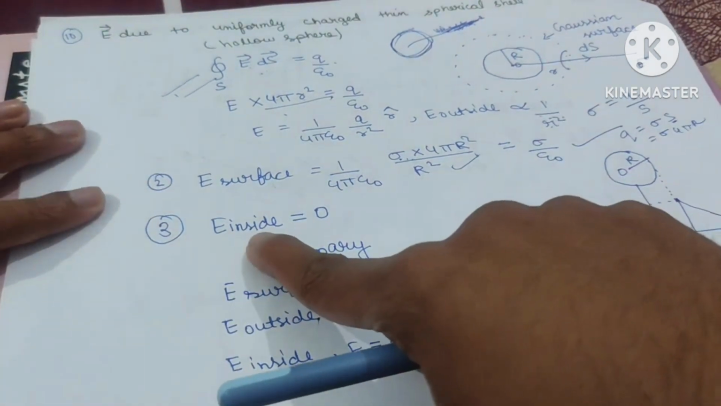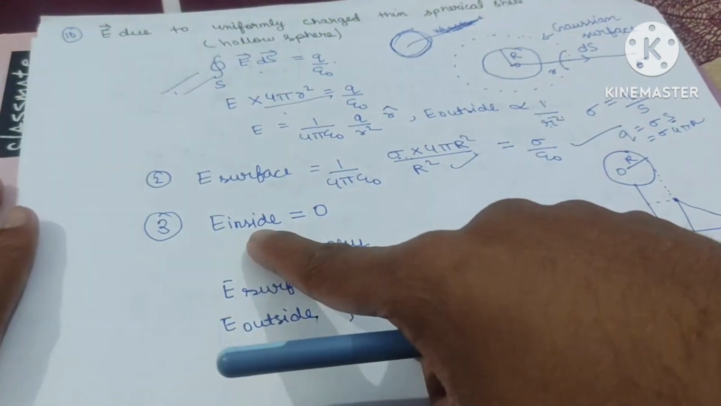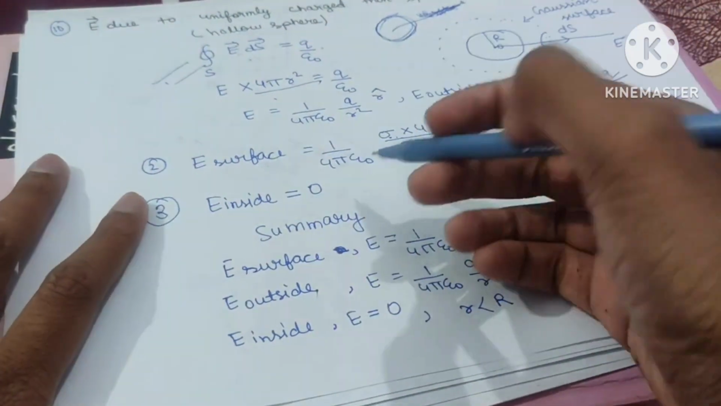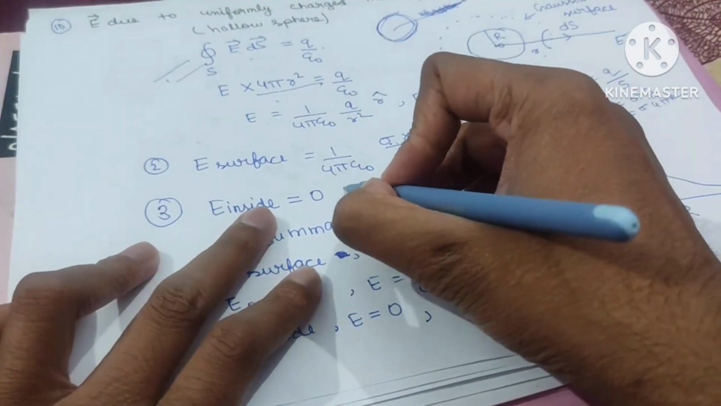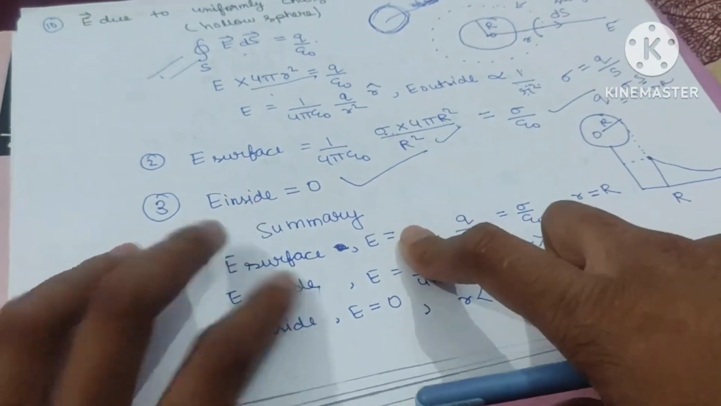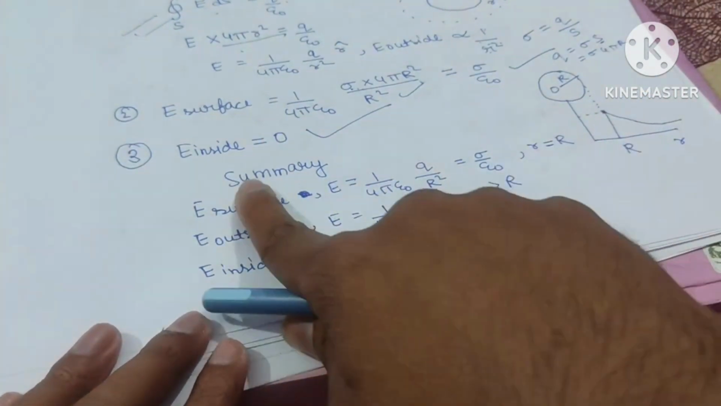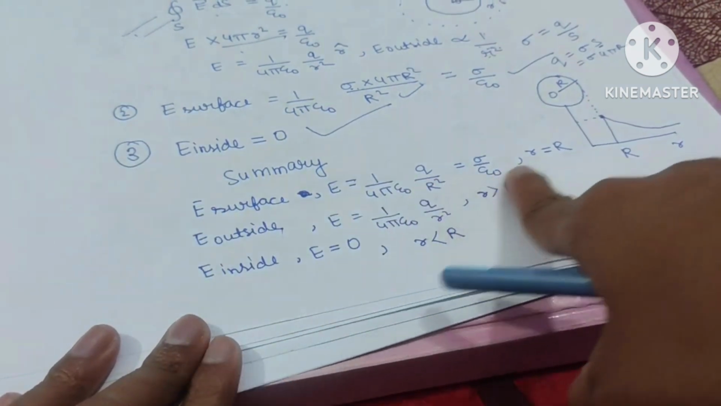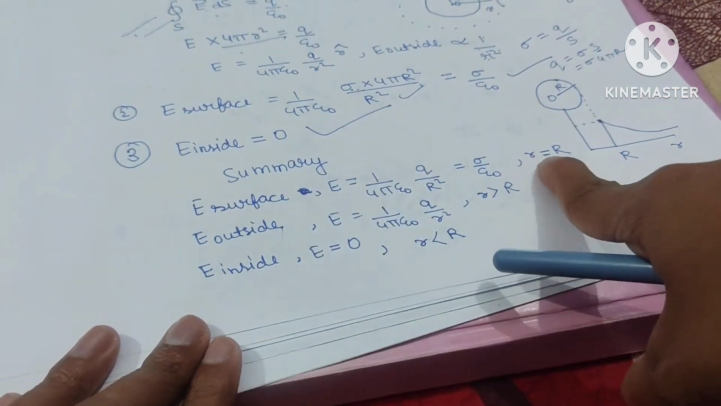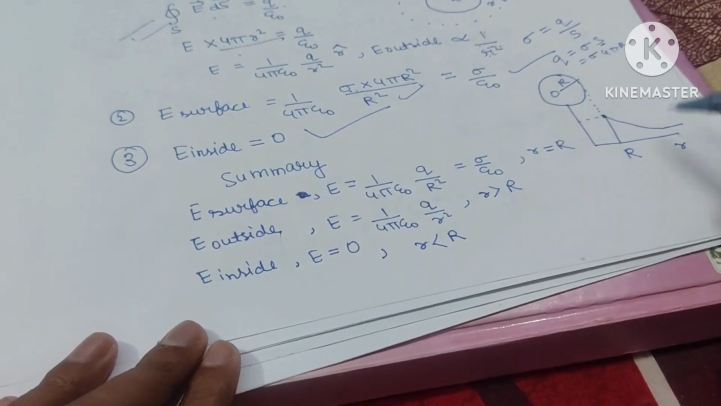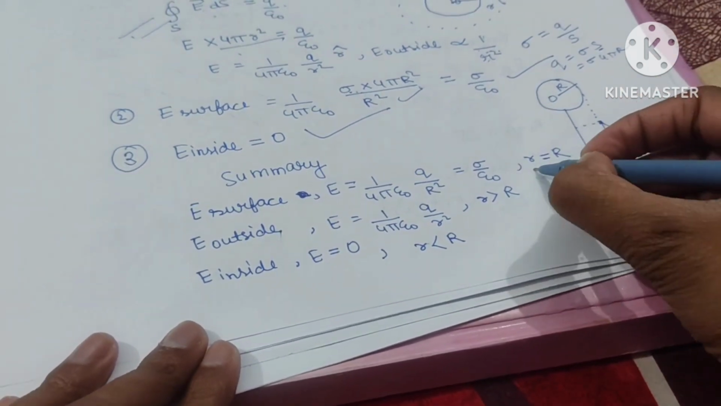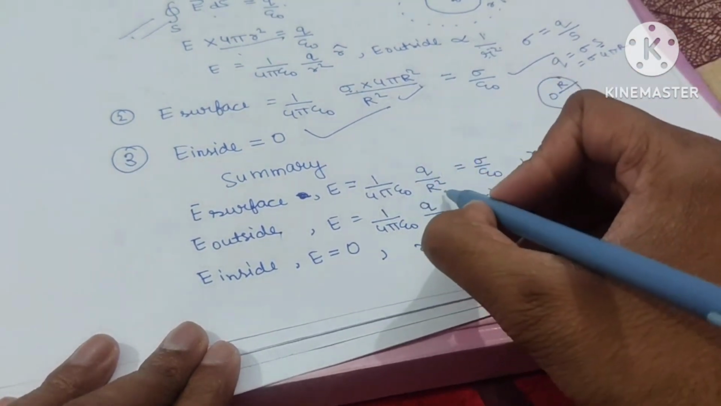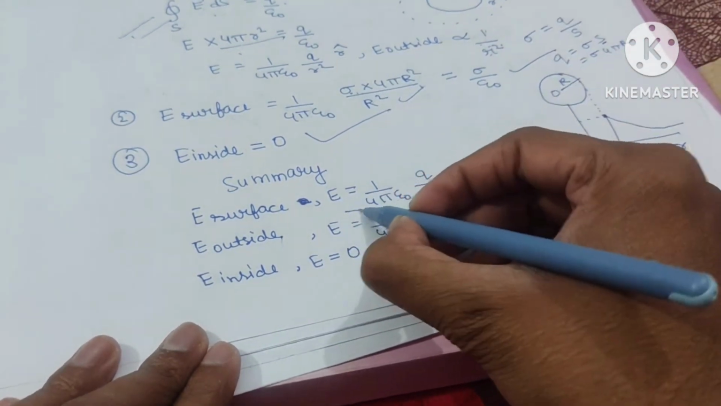But for the inside, I already told you that inside there is nothing. So here we find the inside electric field is 0. Okay, so now move to this. For the short summary, for E surface, r equal to R. This is a graph, you can understand it very clearly, but here r is equal to R. If so, what will happen? So this is the equation that comes.